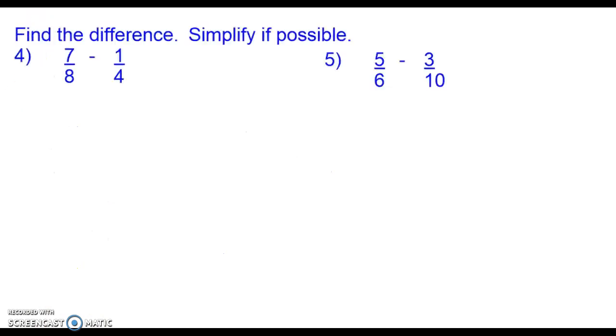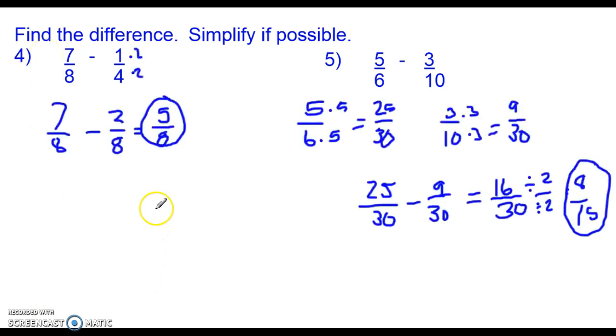Go ahead and try these two problems on your own. When you're done, check back in and see if you got the right answer. Okay, so for 7/8 minus 1/4, you should have found the common denominator of 8. So then you would have done 7/8 minus 2/8, which would have given you 5/8. And you did not need to simplify that one at all, because there are no common factors between 5 and 8. For 5/6 minus 3/10, I found the common denominator of 30. If you did 60 as your common denominator, you would have still got the same answer. You would have just had to simplify more in the end.